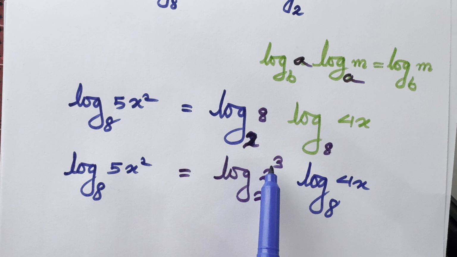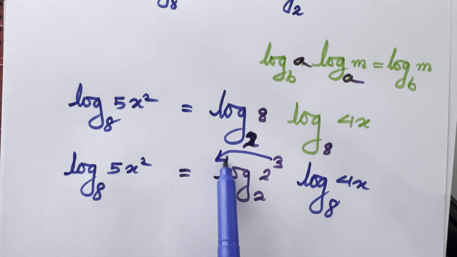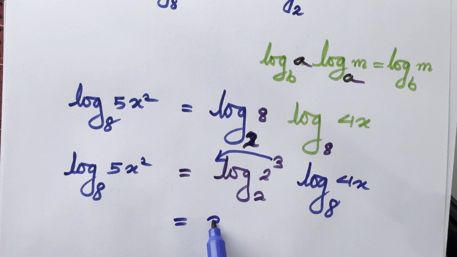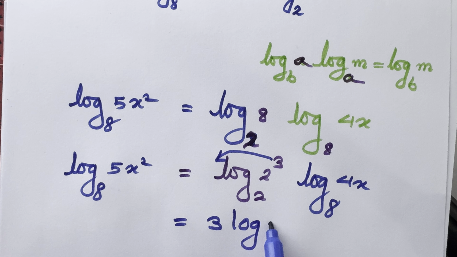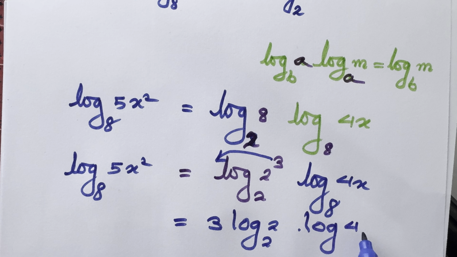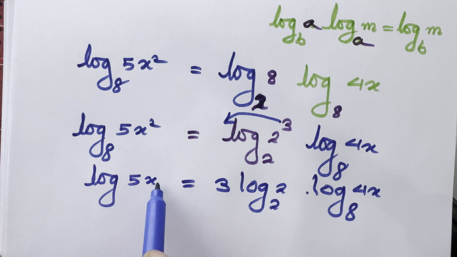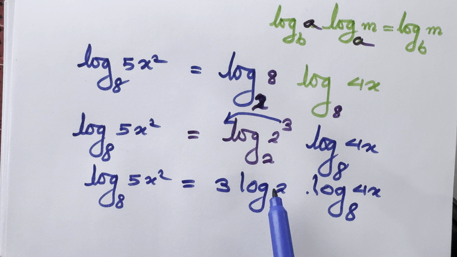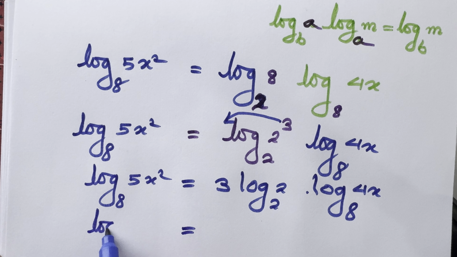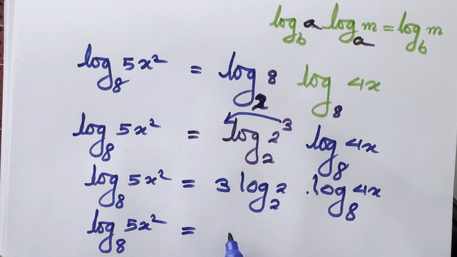Now 2³ is 8. We can take the power out of the logarithm to obtain 3 times log of 2 with base 2, and the rest of the expression we can copy as it is. Now log of 2 with base 2 is just 1, so we get the expression log of 5x² with the base 8 equal to 3 times log of 4x with the base 8.